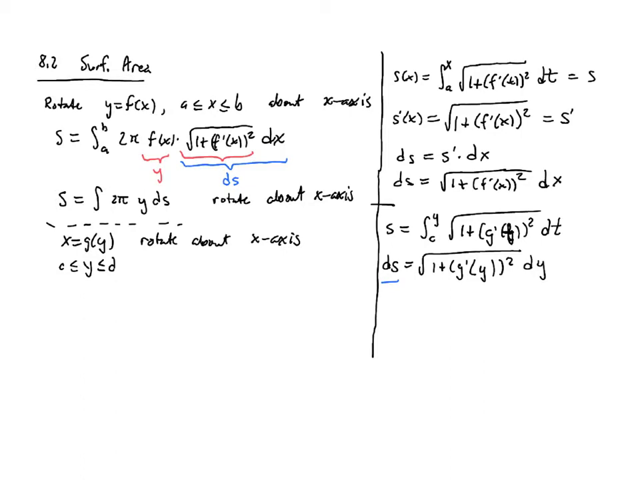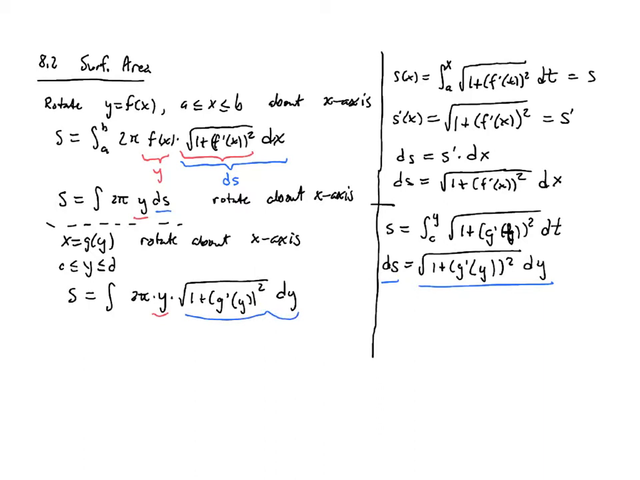So I have an expression for ds here. And so if I look at this formula here with its y and its ds, I can find that the surface area in this case is the integral of 2 pi times y times the formula that I found over here for ds. And notice I have to use y in both of these places because I'm integrating with respect to y over here.